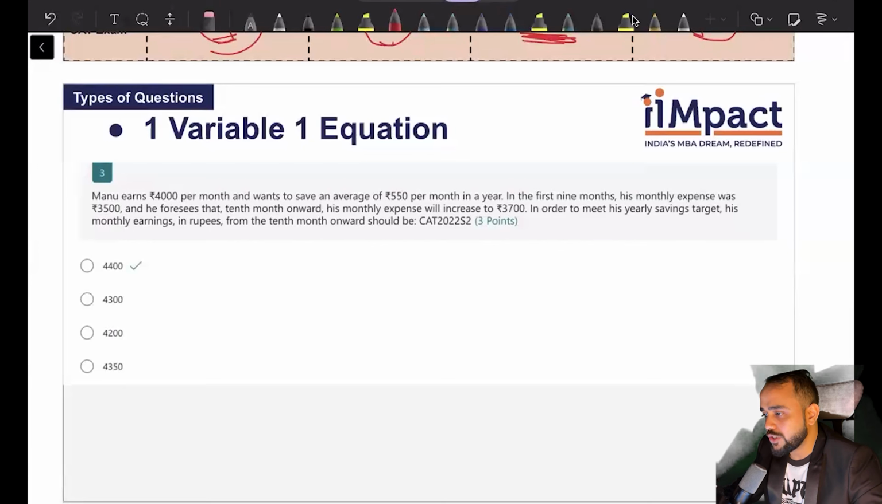This is your CAT 2022 Slot 2 question. Manu earns 4,000 rupees per month and he wants to save an average of 550 per month in a year. Which means overall, how much does he want to save? 550 per month into 12 months, that is 6,600 rupees. This is how much he wants to save.